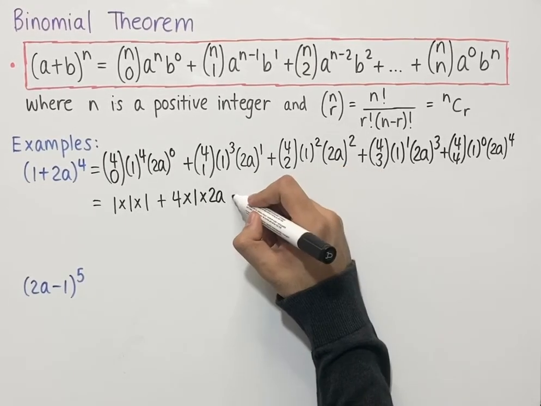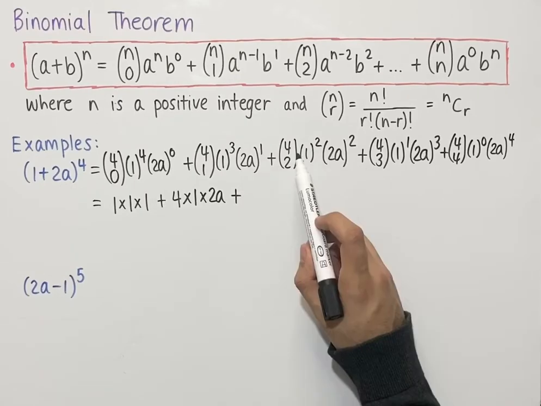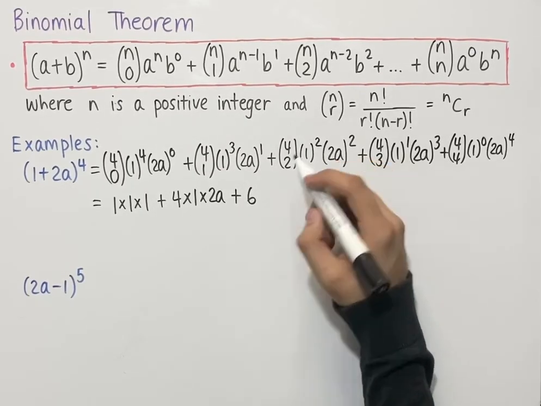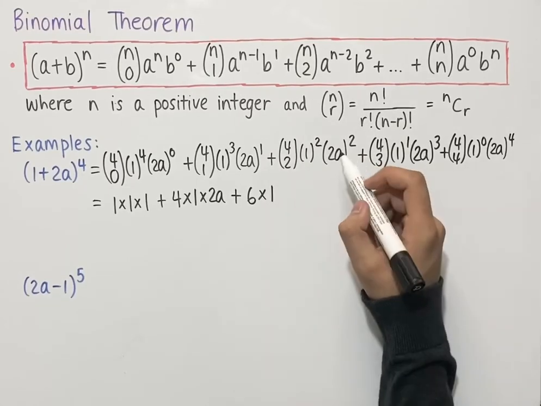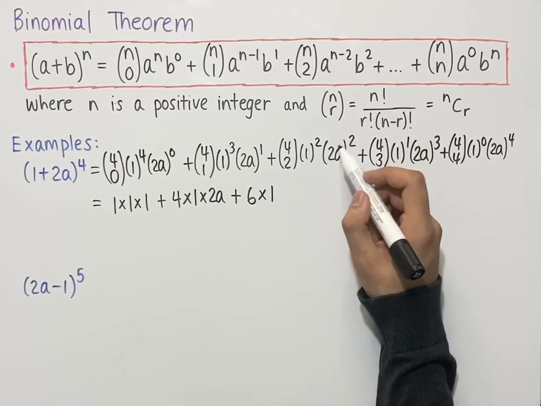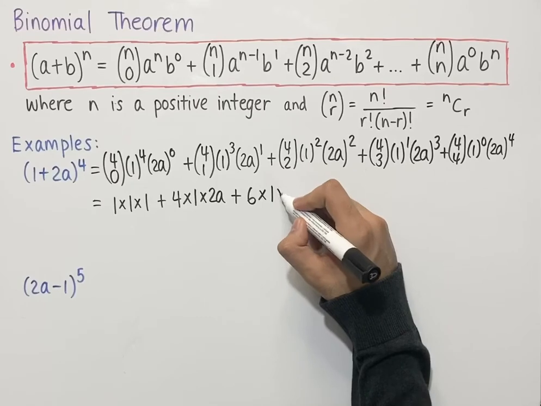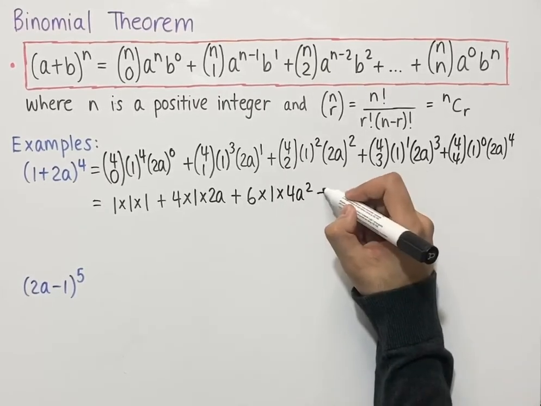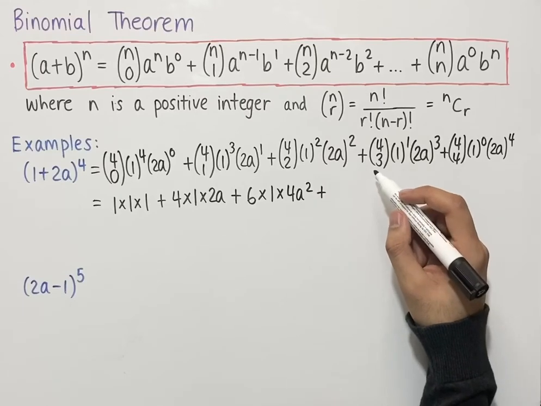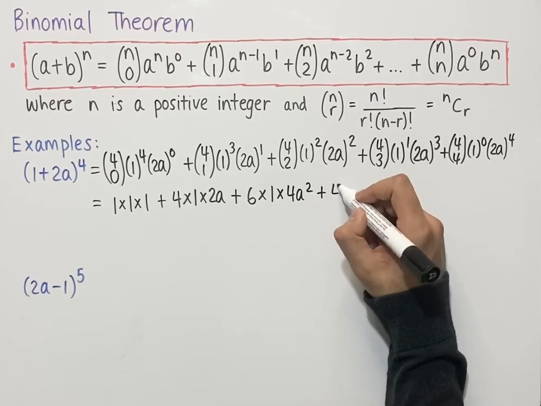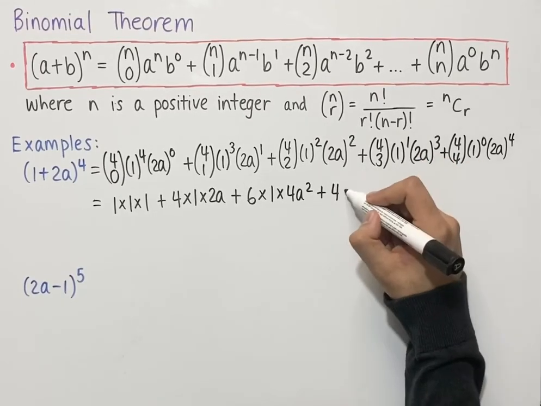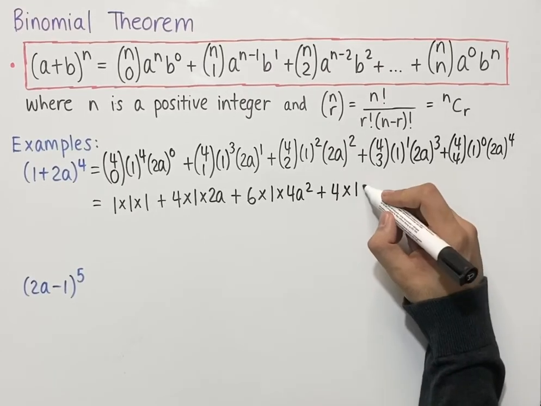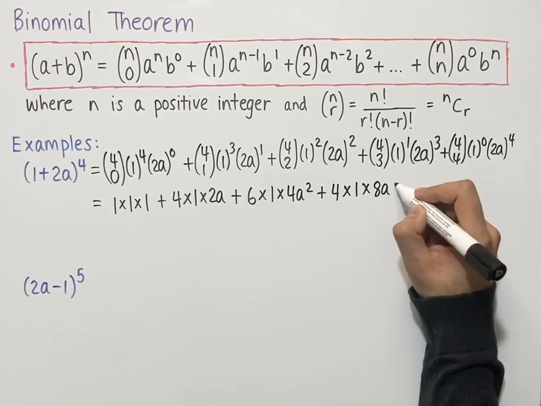Our next term here, so 4 choose 2 gives us 6. Then we have 1 to the power of 2, that becomes 1. And then 2a to the power of 2, if we work this out, we get 4a squared. This next term, 4 choose 3, is equal to 4. Then we multiply that with 1 to the power of 1, which is 1. Multiply that by 2a to the power of 3, which is 8a cubed.